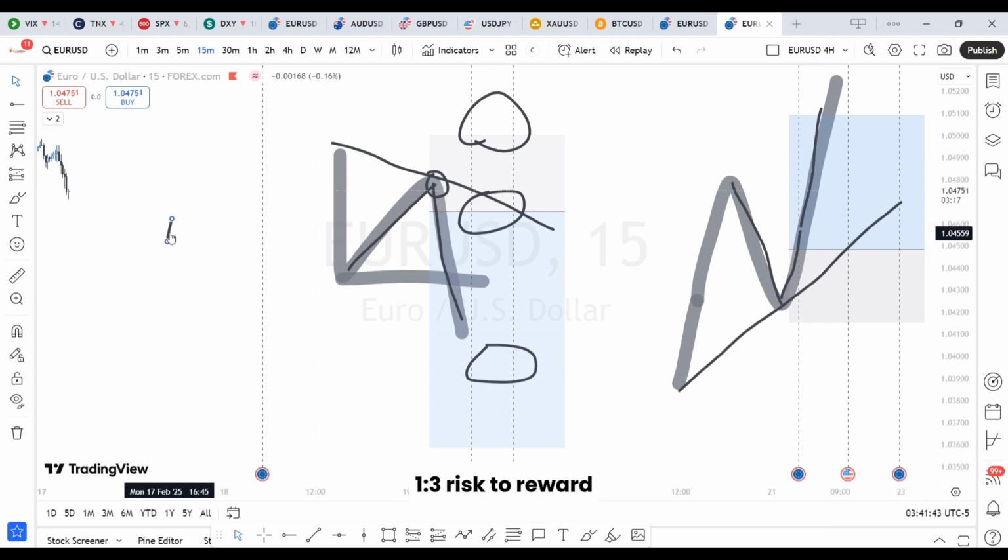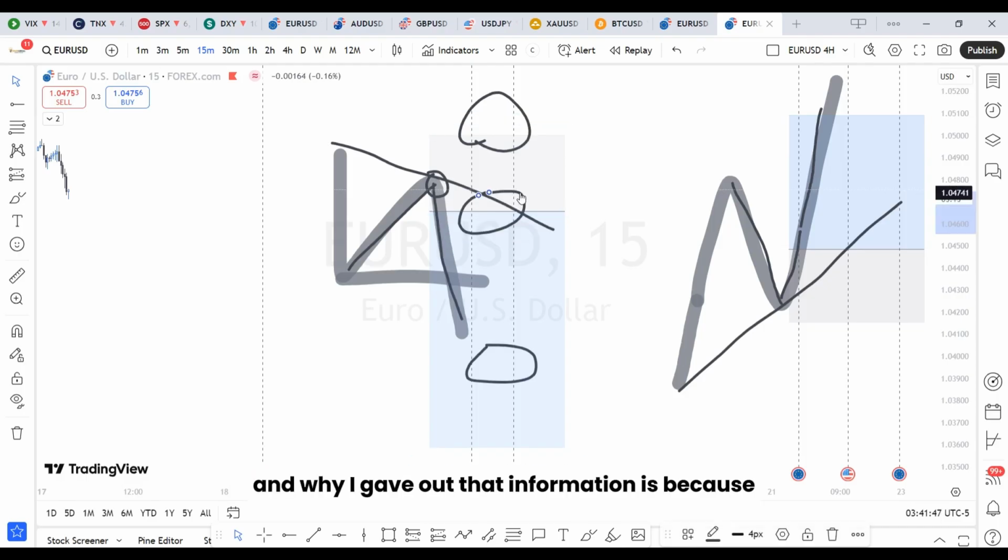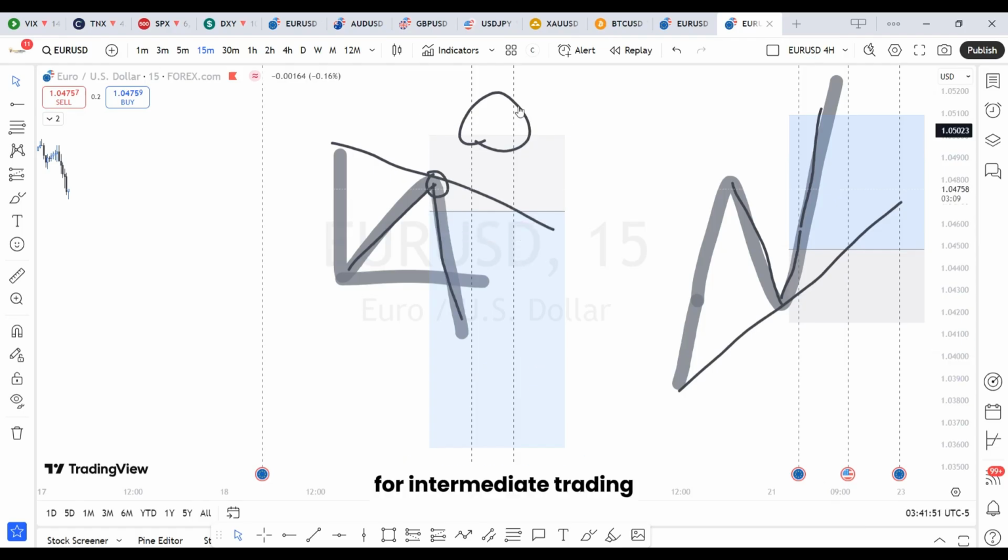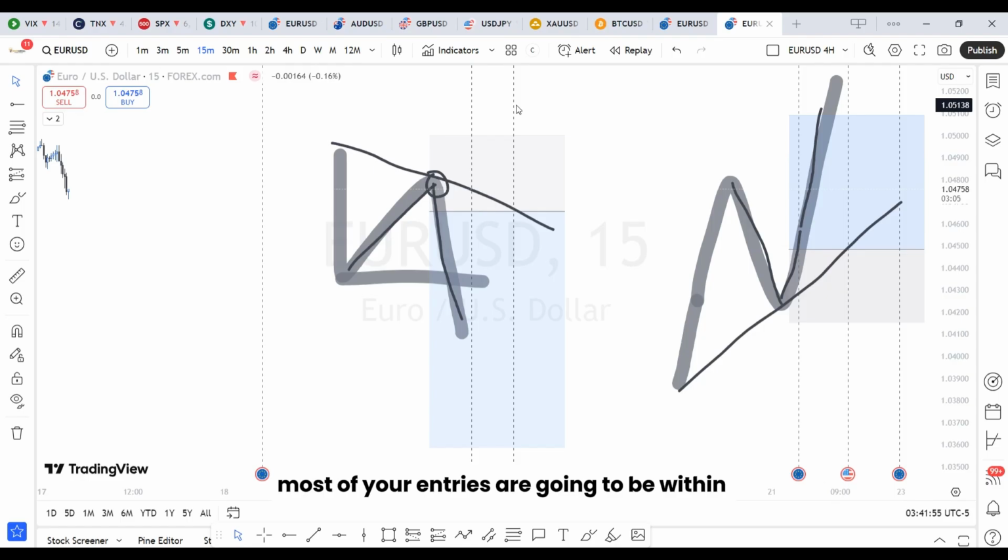Now we've basically explained what it feels like to understand risk to reward, 1:2 risk to reward, 1:1 risk to reward, 1:3 risk to reward. And why I gave out that information is because for intermediate trading, most of your entries are going to be within 1:1 to 1:3 risk to reward, and 1:3 risk to reward is going to be a very good entry.